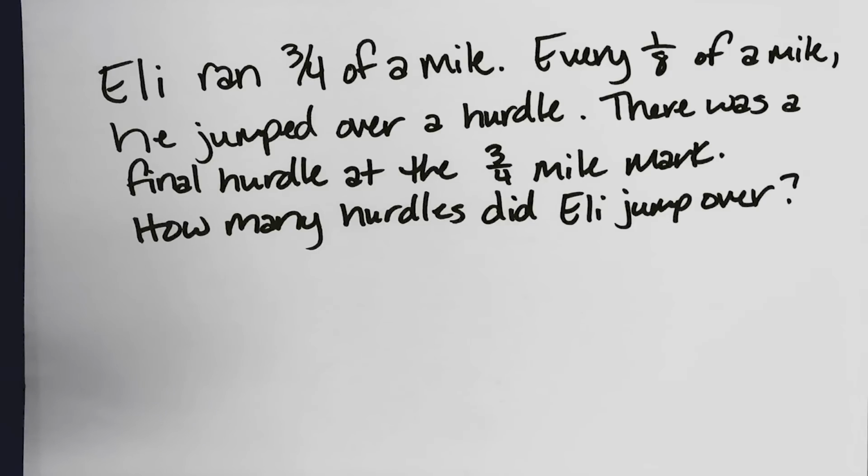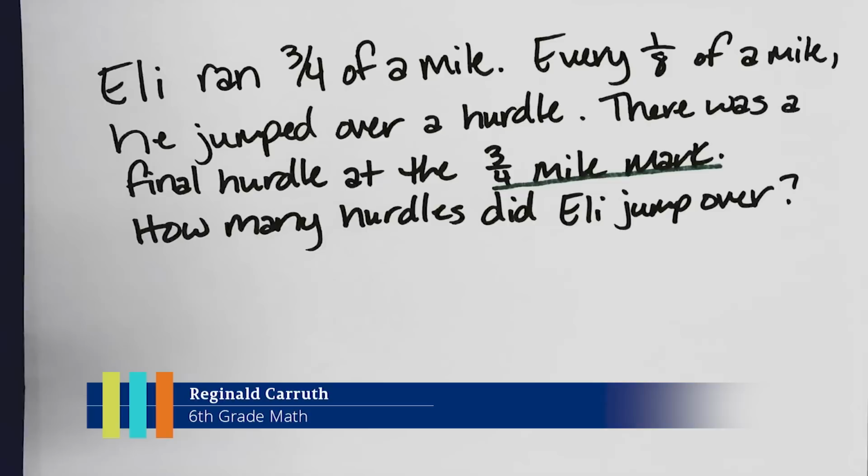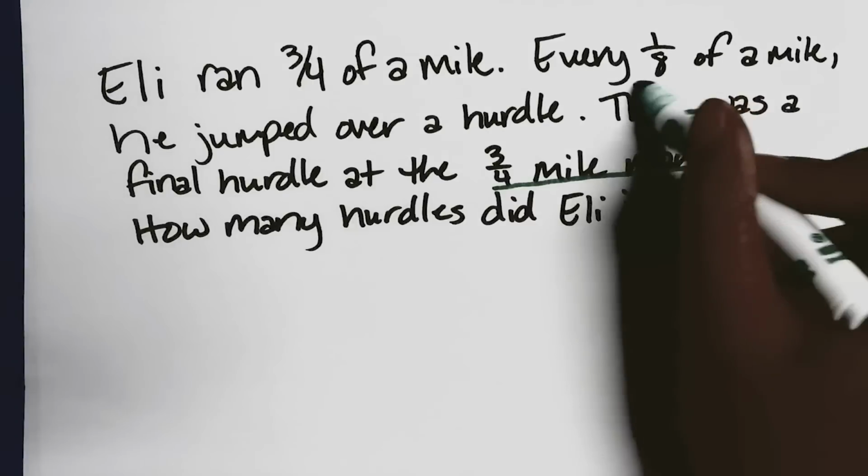What is the total distance that Eli ran? Correct. The total distance should be 3/4 mile because it says it's at the final marker. What intervals do we want to divide the 3/4 of a mile into? Correct, 1/8.